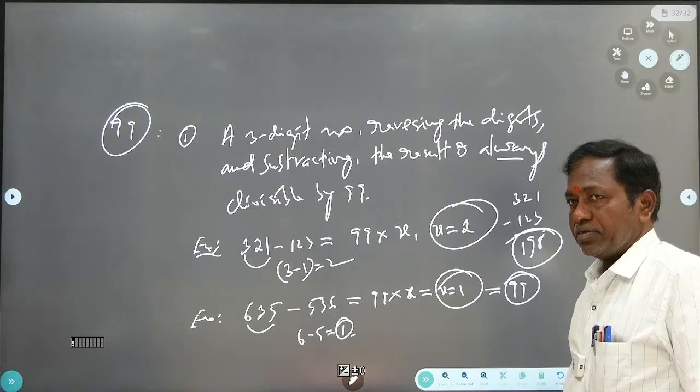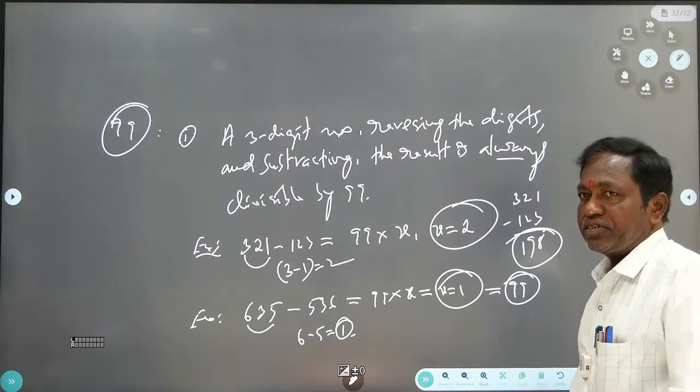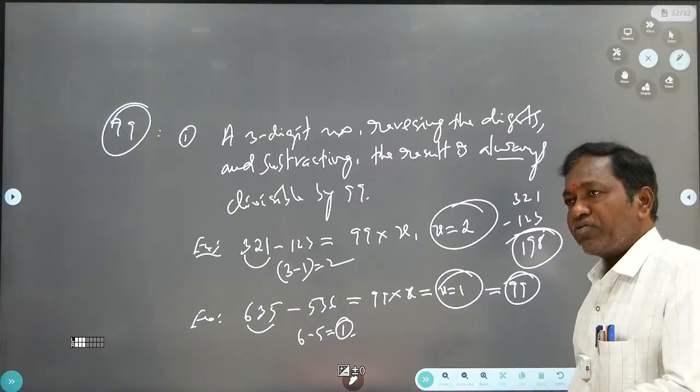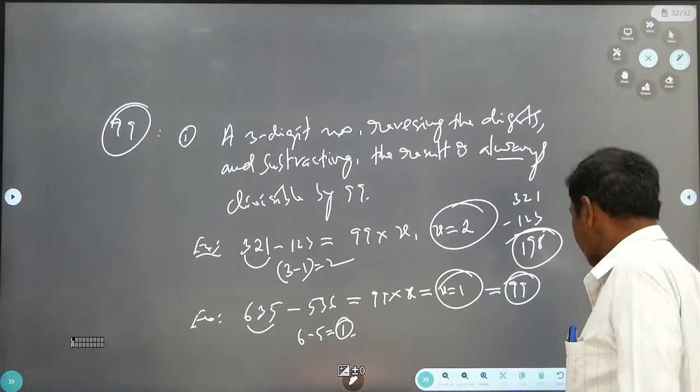Okay, yes sir. For any 3-digit number you can do this, 2-digit numbers and 3-digit numbers, but this concept is not for 4 and 5-digit numbers, only for 2 and 3.